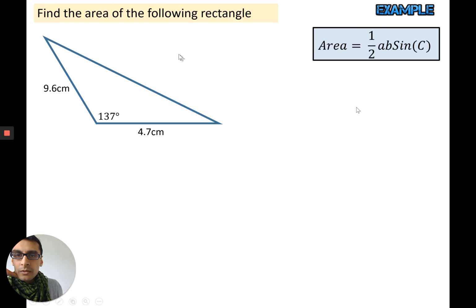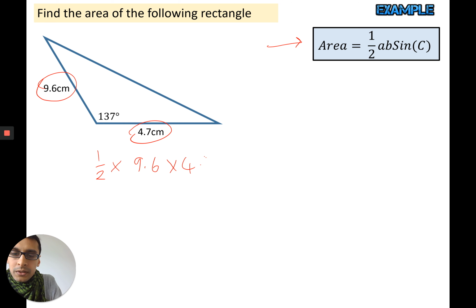Find the area of the following triangle. You don't have the perpendicular height, so you're going to use the formula which I put up here for you. So it's going to be half. Now your A and your B, it doesn't matter which order you do this in because it's commutative. So it's just going to be times 9.6 times 4.7 times sine of 137, and then you just put that in a calculator.